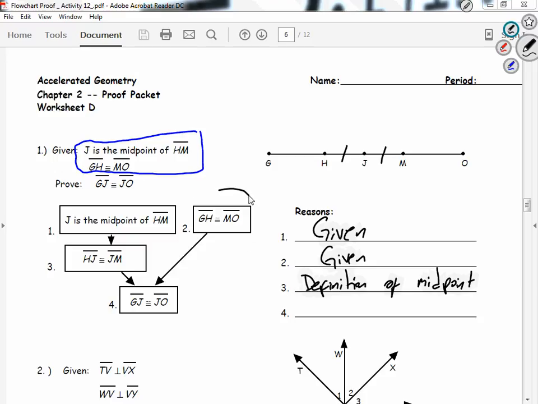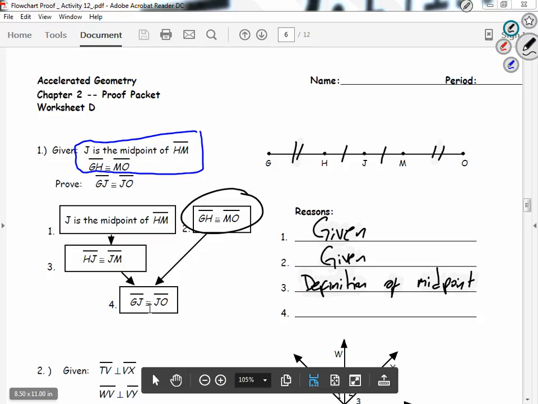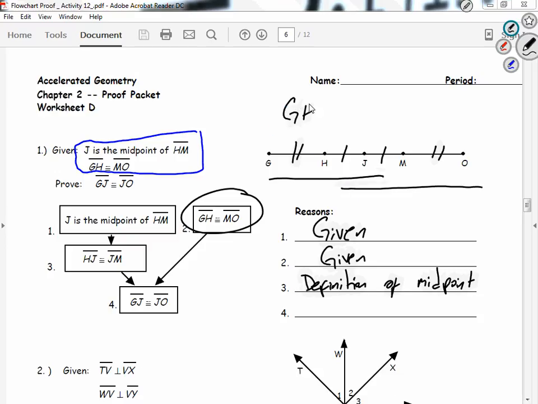Earlier we said that GH and MO are equal, right? We said that in statement 2. Notice I didn't mark all three the same way. See how GJ is this one, JO is this one. So for GJ, I have it as a segment GH plus HJ. Right? That's GJ.